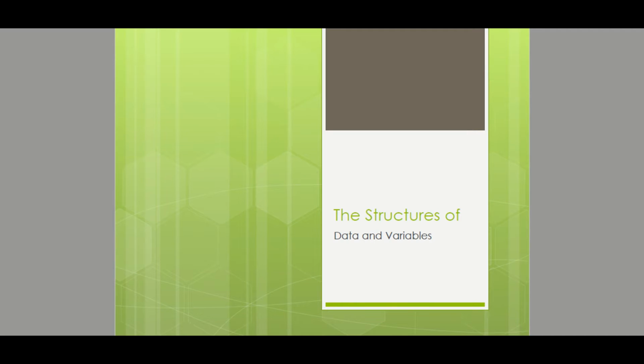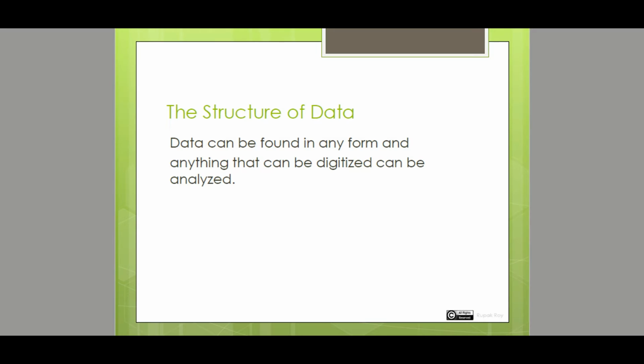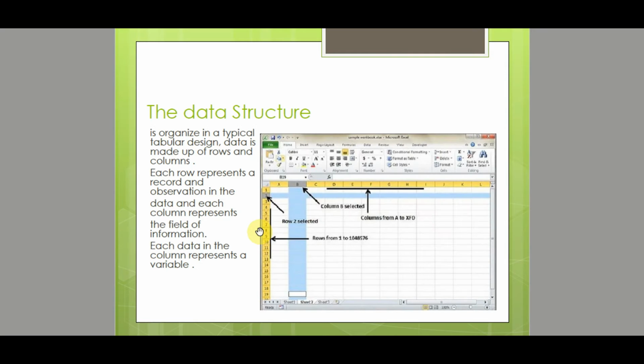First of all, before going to the structures of data, I would like to give you a quick quote: data can be found in any form, and anything that can be digitized can be analyzed. Data structure is organized in a typical tabular design like this. It is made up of rows and columns.